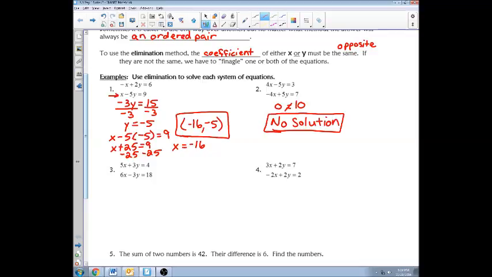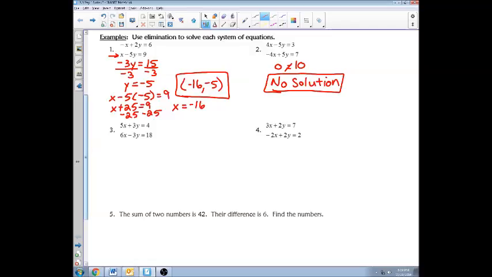Hopefully you're starting to understand how these can cancel out from one another. All right. Problem 3, I have 5x and 6x. If I add those together, I'll end up with 11x. I have positive 3y and negative 3y. That would get me 0, so I don't need to write it down.